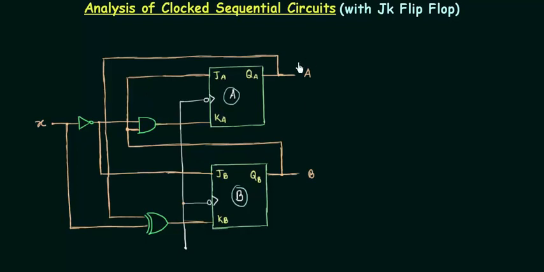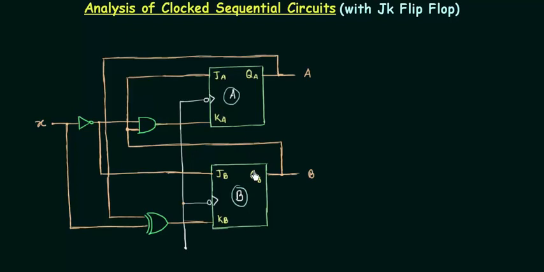input combinational logic, but there is no output combinational logic as compared to the last presentation. So our task is easier. Why? Because we don't have to worry about the output equation. The output is simply the output of these two flip-flops. That's why we don't have to find out the output equation. We have to only find out the input equation.